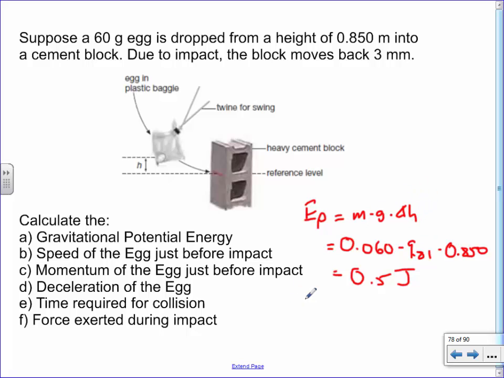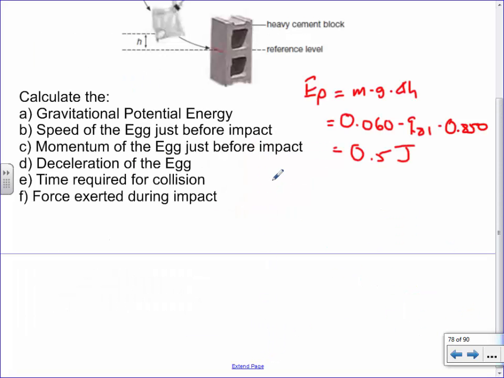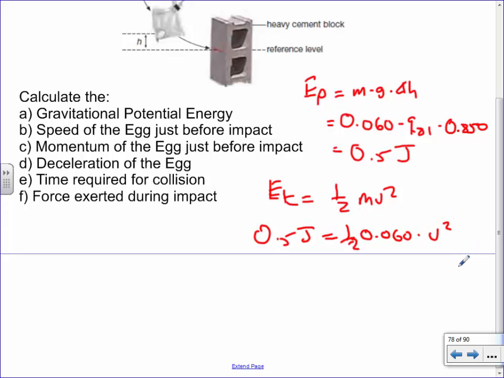The next thing we're going to do is say that all of your potential energy should get converted into kinetic energy. So we can use the kinetic energy formula for the second part, which is your kinetic energy is equal to 1/2 mv squared. That's the formula. If all of your potential energy of height turns into kinetic, then we can solve for this velocity. We'll put the 0.5 joules as your kinetic energy. Then the mass of the egg was 0.060. And we need v squared.